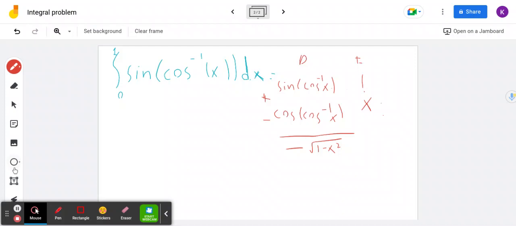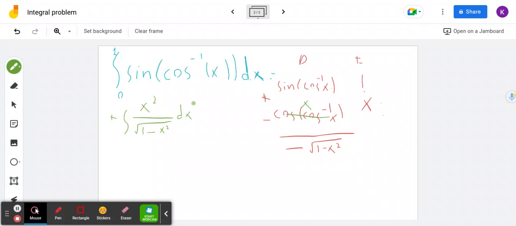So I'm going to need some space. So I'm going to change my color to green. This part is fairly easy, but this part, since the minuses cancel out, this becomes the integral plus. So the integral, and then cosine of inverse cosine x is just x. So this all cancels out. We have just x. So we have x squared over the square root of 1 minus x squared dx.